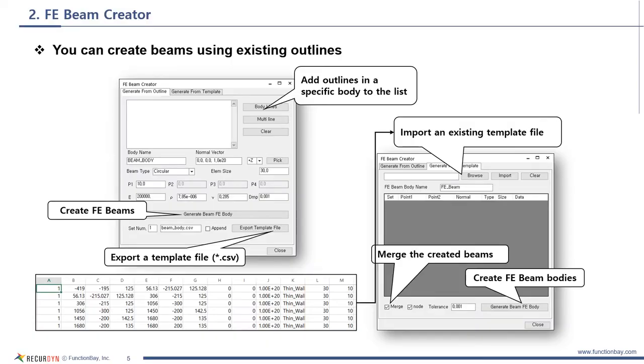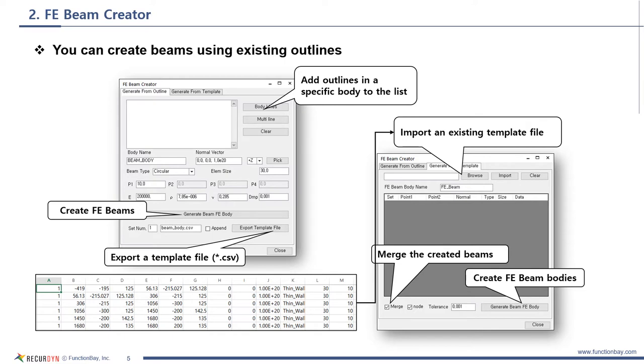The second feature is FE beam creator. The frame of the vehicle or the support structure is often designed as a truss. In this case, the truss structure can be modeled as a beam element. FE beam creator allows a quick and simple modeling of structure composed of FFlex beam using RecurDyn's geometry outline.